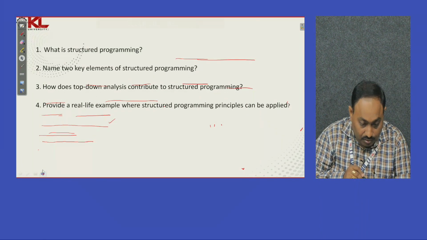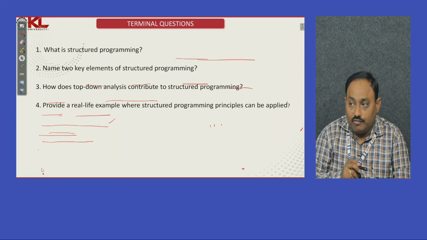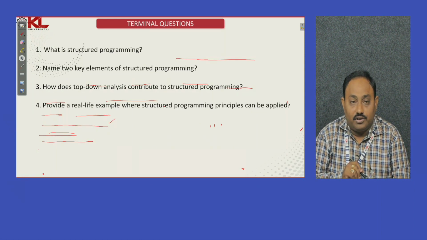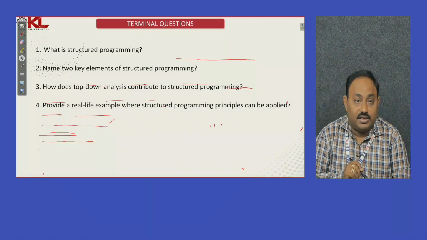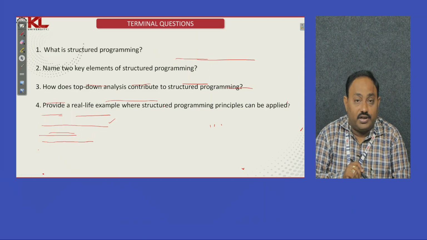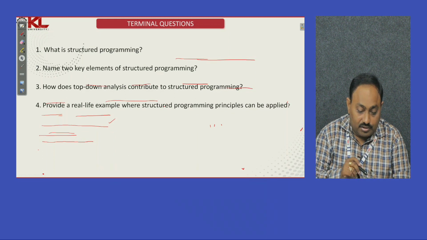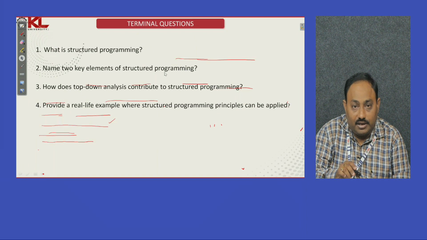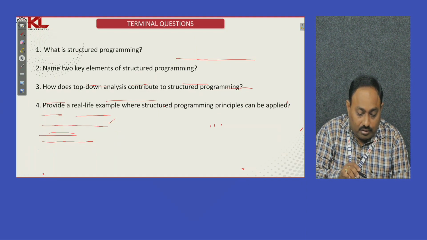Before closing the section, we will try to answer these questions. What is structured programming? We know that structured programming is a programming paradigm which has three important characteristics: the first is top down analysis, the second is modularity, and the third is structured code. The second question: name two key elements of structured programming. We can say the two elements are control structures and functions.